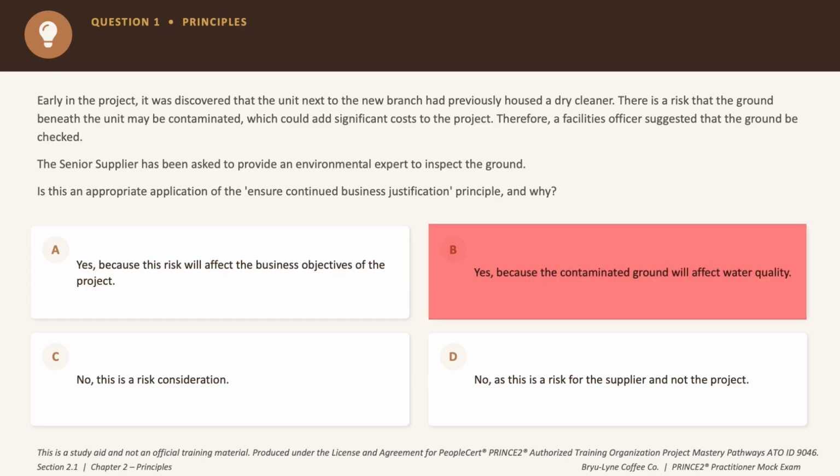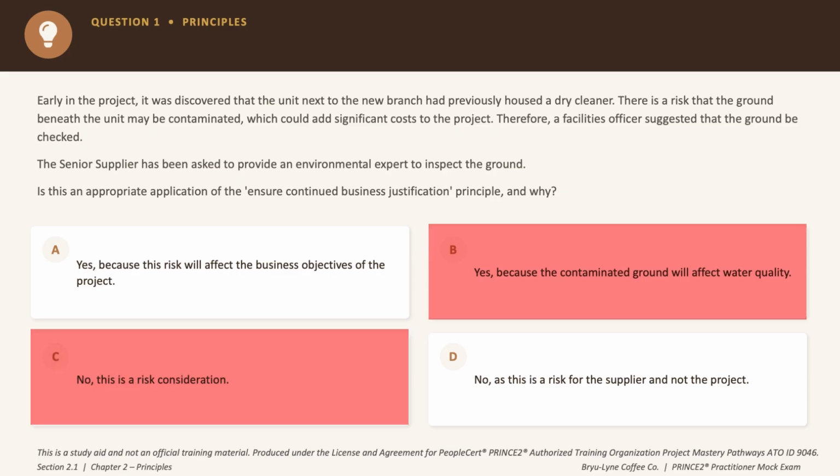Option C says no, this is just a risk consideration. Now that might seem fair on the surface because risk and business justification sounds a bit separate, but if you think about it, every risk circles back to cost, and cost sits at the heart of business justification. So an incorrect answer choice as well. Option D says no, it's the supplier's risk, not the project's. Now that doesn't hold up at all because contamination hits the whole project's costs. So that's eliminated as well.